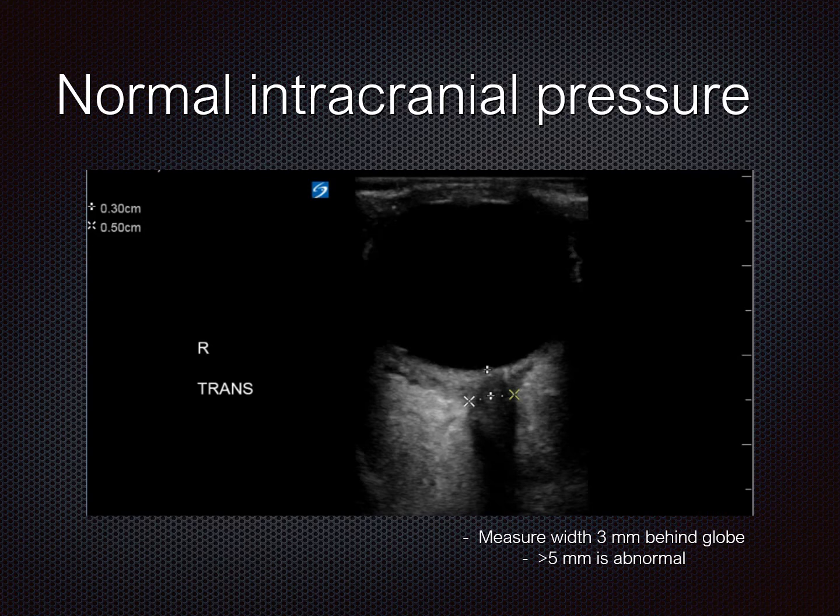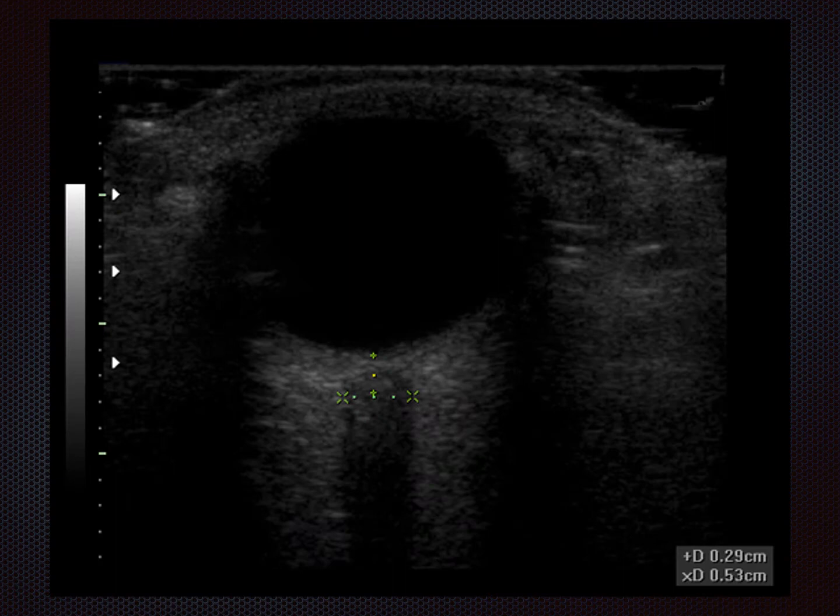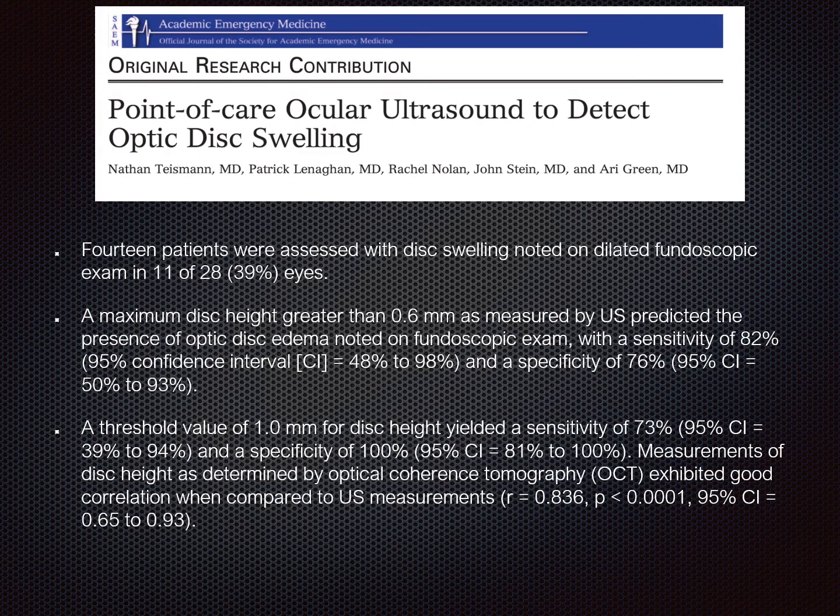And what they found in that first study, and have corroborated, validated with several other studies, is that anything over 5 millimeters corresponds with increased intracranial pressure. So here, 3 millimeters back from the retina, and they measure the width, and the diameter here is just over 5 millimeters, so slightly abnormal.